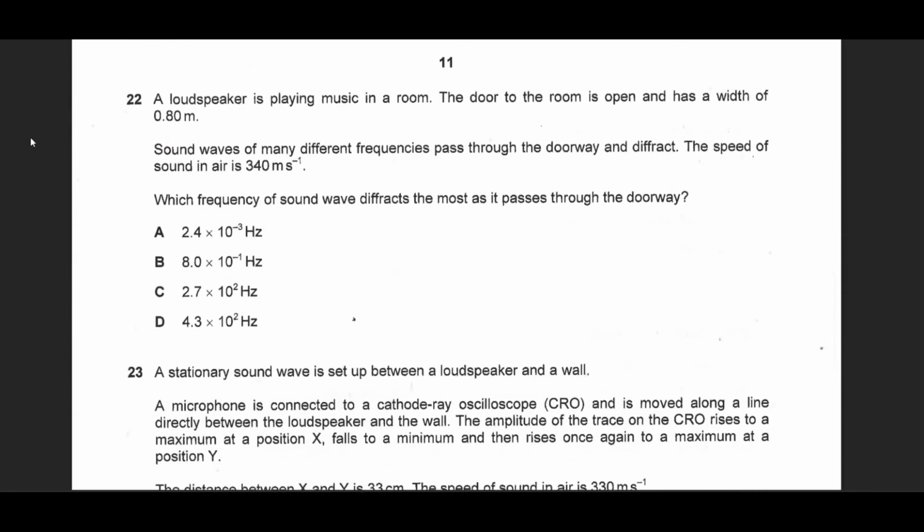Question number 22 is interesting, and it's a new question. A loudspeaker is playing in the room, and the width of the door is 0.8 meters. So the gap of the door is 0.8 meters. He says the speed of sound is 340. He asks, where will it experience the most diffraction as it passes through the doorway?